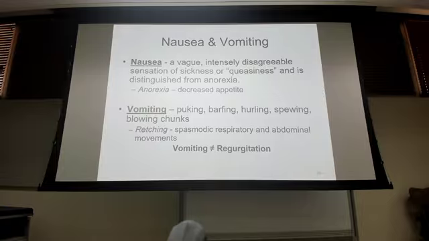With vomiting, you're going to have forceful material coming up. You're going to have retching, spasmodic respiratory and abdominal movements. Vomiting isn't regurgitation. Regurgitation is more passive. You hear patients say, oh, I get this acid taste in my mouth. That's more passive, versus vomiting, which is an active action.